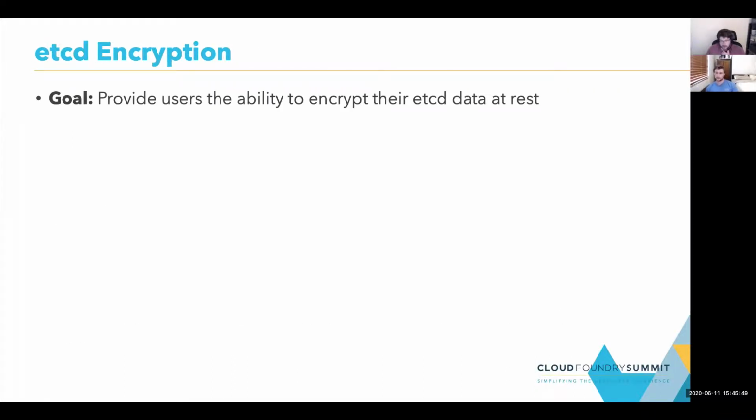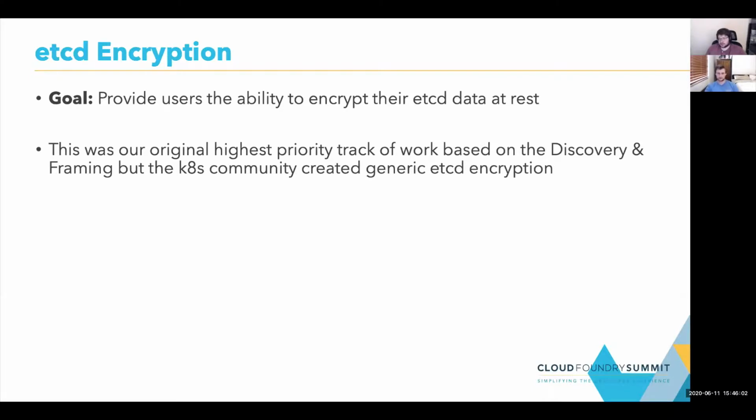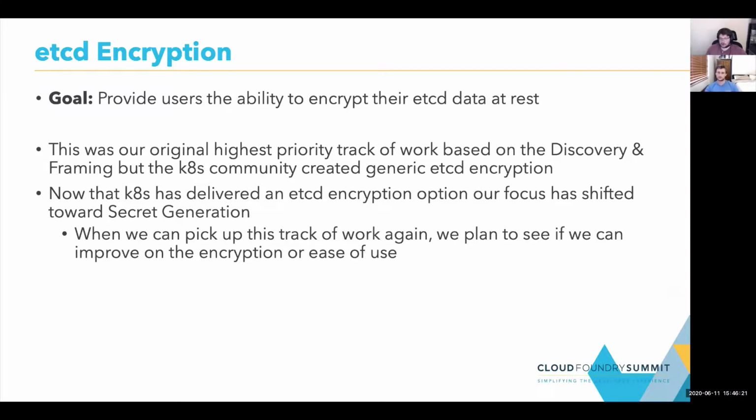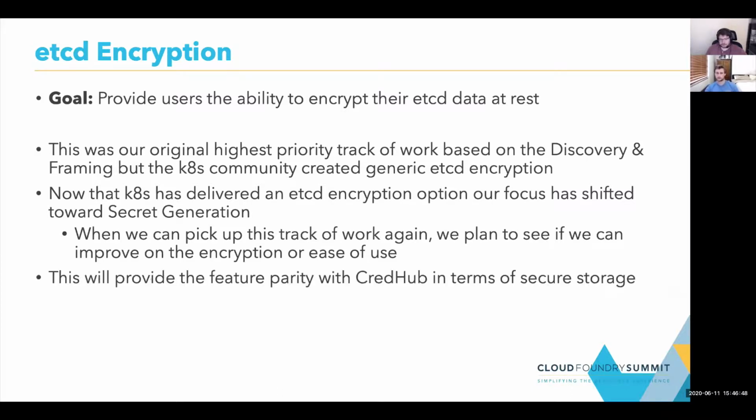So the next area that we saw was etcd encryption, like we talked about. And we figured that we could add value by providing users the ability to encrypt their etcd data at rest. This originally was incredibly high priority for us coming out of the discovery and framing, but the Kubernetes community, specifically Kubernetes itself, has come up with ways to allow for a generic etcd encryption using a KMS plugin. So now that that exists, we figured we would shift our focus 100% towards secret generation, and we will pick up this track of work again if we find areas that we can improve upon the encryption that is offered by Kubernetes now, or improve the way in which users are able to deploy plugins or something like that. Ideally, we would be providing feature parity with CredHub in terms of secure storage in the long term.